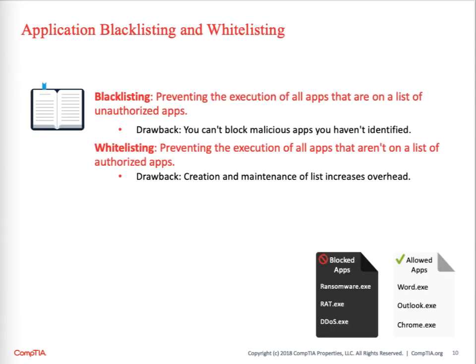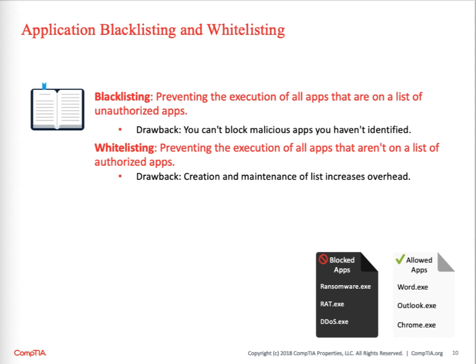Then we have application blacklisting and whitelisting. So application blacklisting is going to be preventing the execution of applications that are on a list of unauthorized applications, right? So we are saying we don't want you running on our system, right? So the problem with this is we may not have identified everything that we don't want on our system, right? We don't know all the malicious apps out there, so it may not be the best idea. So we're going to need to come up with a balance between that and whitelisting.